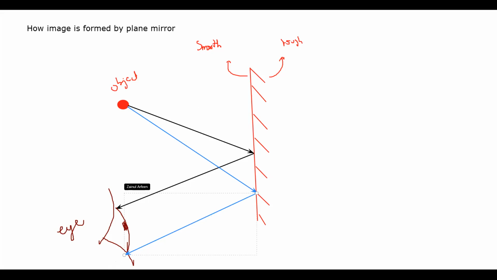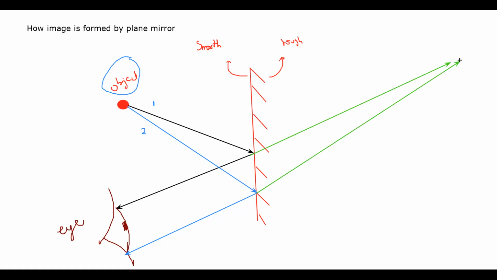Here is an object. The object is emitting light rays. This is ray 1 and ray 2. These rays strike the mirror and enter our eye. When these light rays enter our eye, our brain produces an image. But how does our brain produce an image? Our brain relocates these light rays and considers they are coming straight from the object. So when our brain reproduces these light rays, they will intersect at a point.